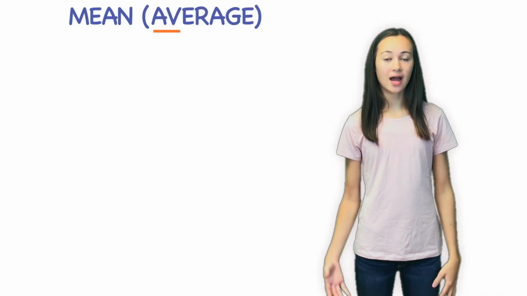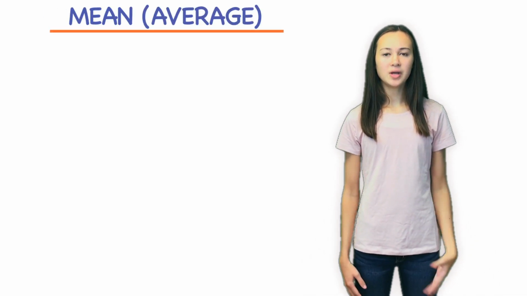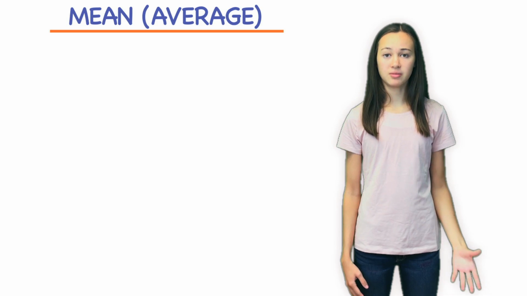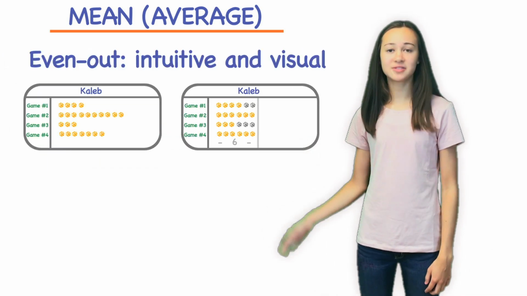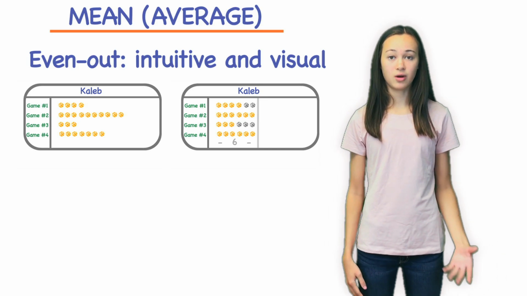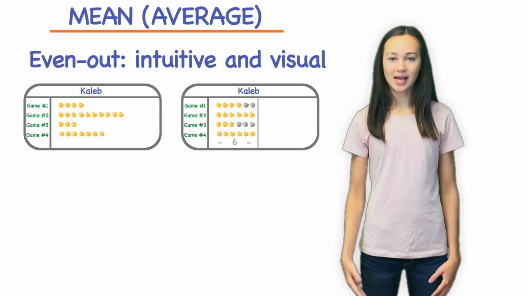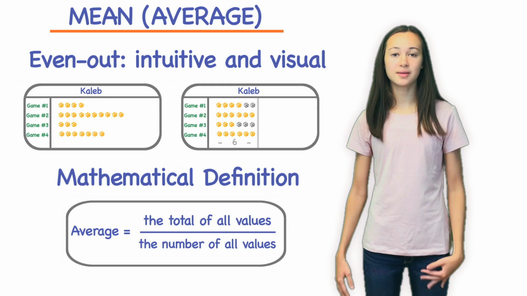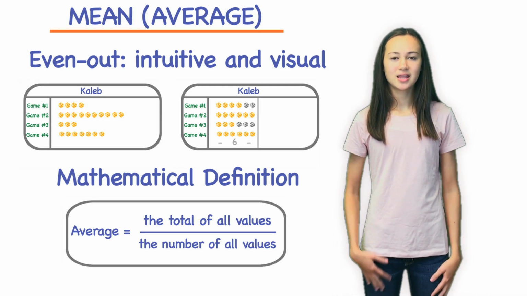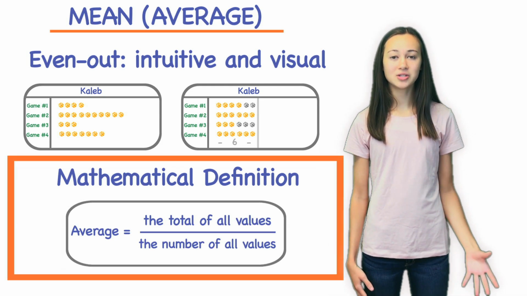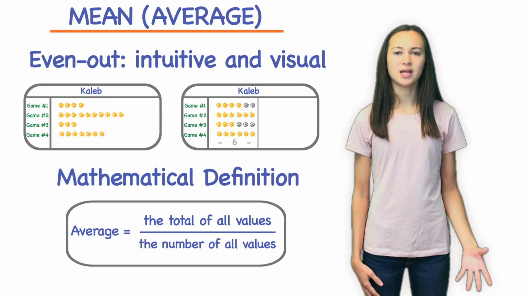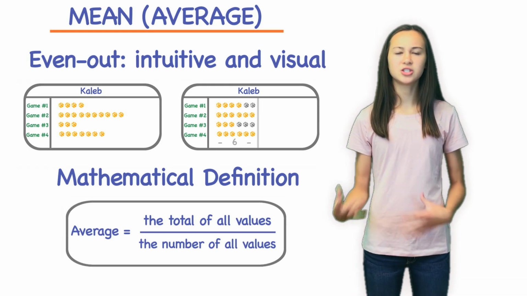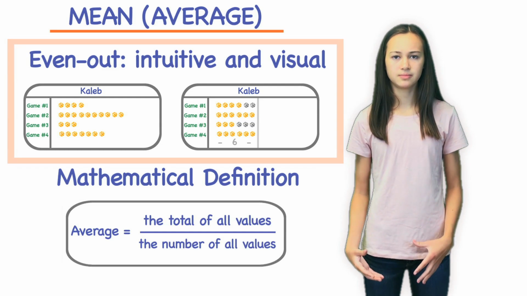In the last video, we introduced the concept mean, or average, for a set of data. We talked about two ways to help us solve a mean problem. The first way is the even out method, which gives us a visual representation of what mean means. The second way is the standard method, or the math definition of mean. The math definition is what we can always rely on to help us solve a mean problem, but the even out method helps us visualize and conceptualize a problem.